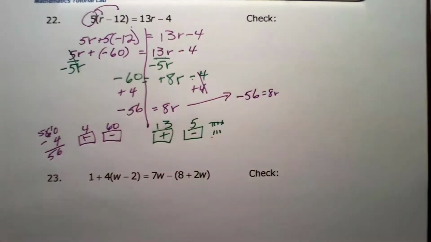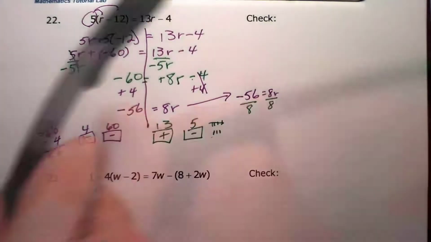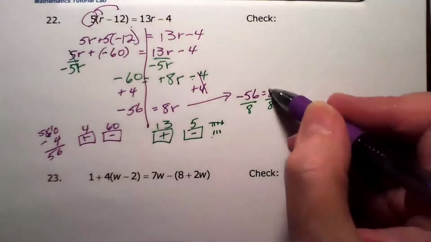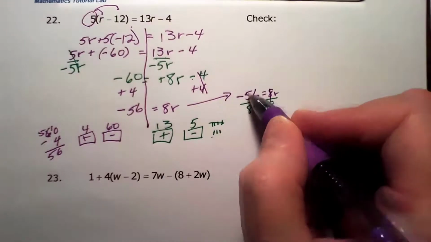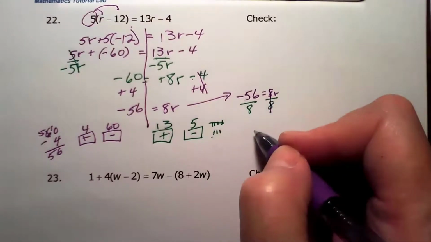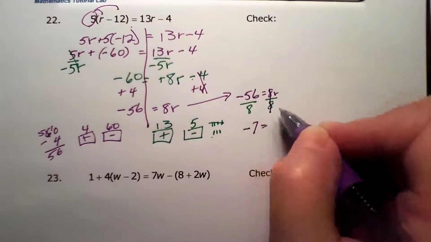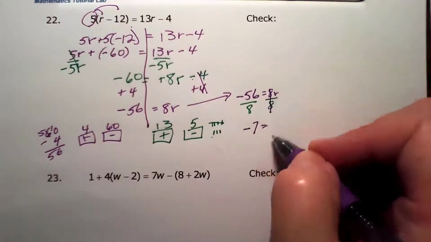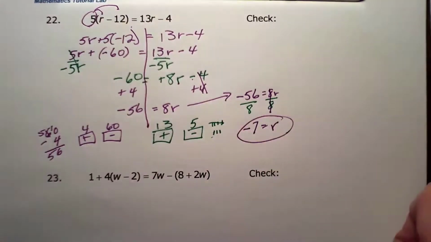So now I want just r, so I'm going to divide by 8 because that becomes a 1. Negative 56 divided by 8, negative divided by positive is just one negative sign. That's odd, so it's going to be a negative answer. 56 divided by 8 is 7. 8 divided by 8 is 1, so it's 1r, so we just say r. So r equals negative 7.